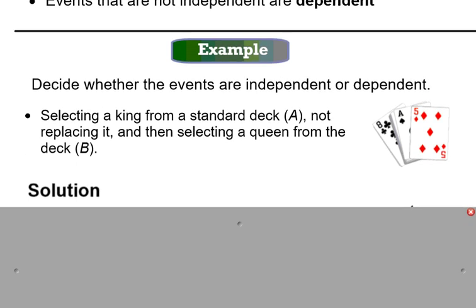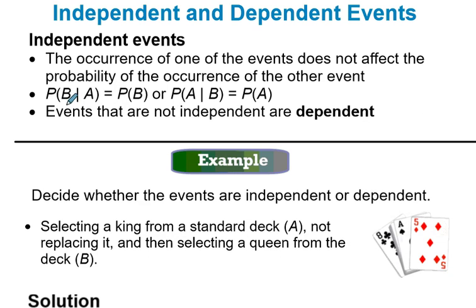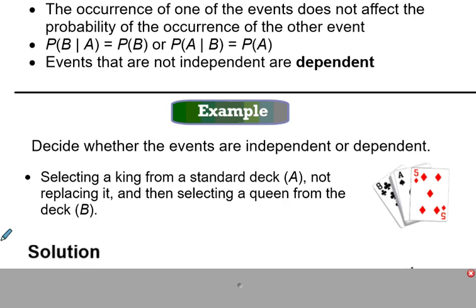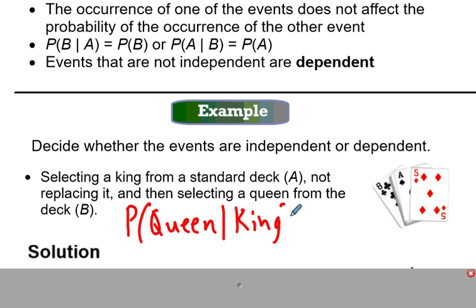An example: decide whether the events are independent or dependent. So selecting a king from a standard deck, not replacing it, so you keep it, you don't put it back in the deck, and then selecting a queen from the deck. Well, I need to calculate the probability of, in this case, B given A. So we want to find the probability of selecting a queen given a king first, and then we also want to find the probability of just drawing a queen in general and seeing if these two things are equal.